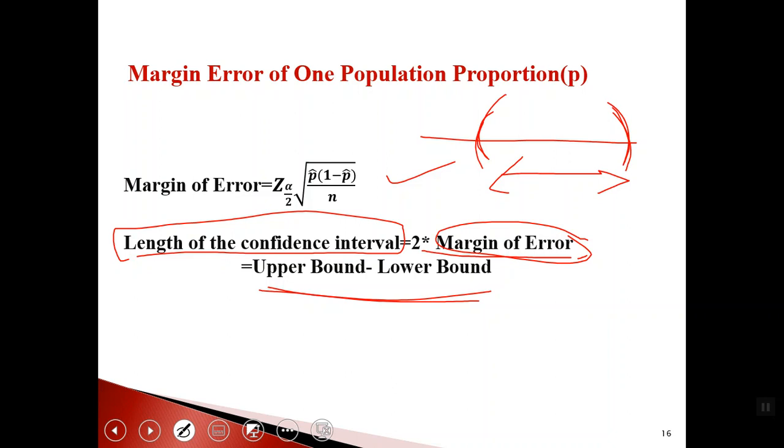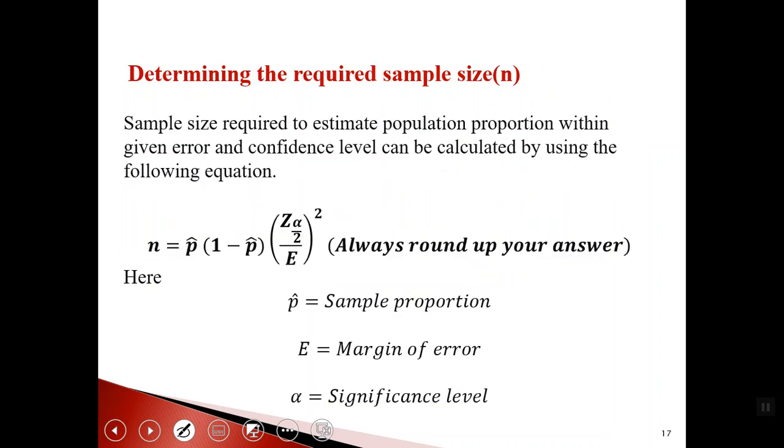Okay, clear? If you don't know the margin of error, to find the length of the confidence interval, you can simply use the gap between the upper bound and the lower bound: upper bound minus lower bound. Okay.